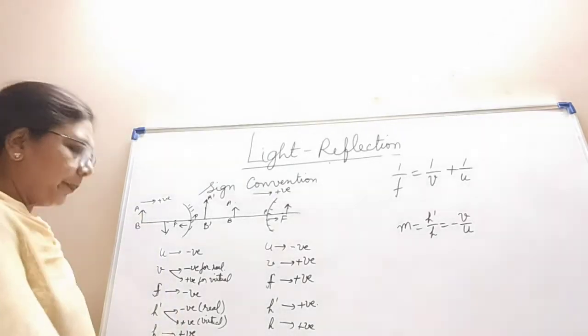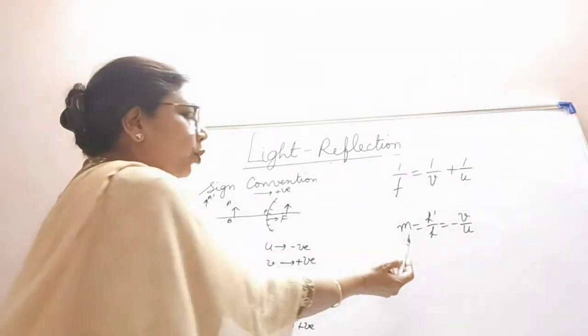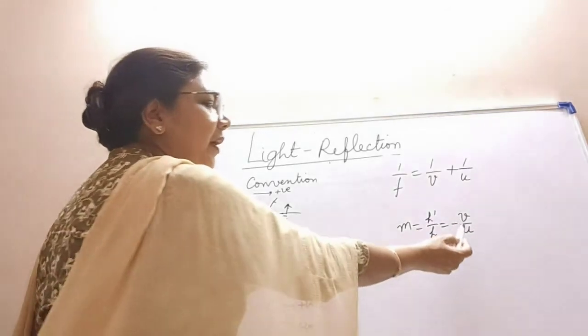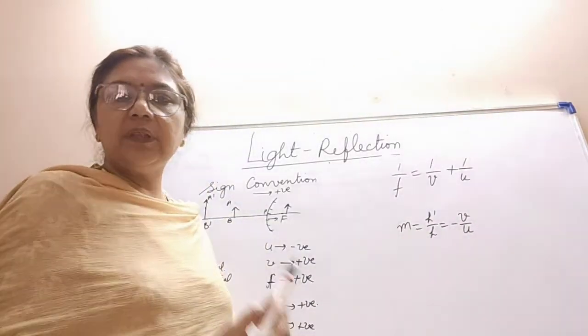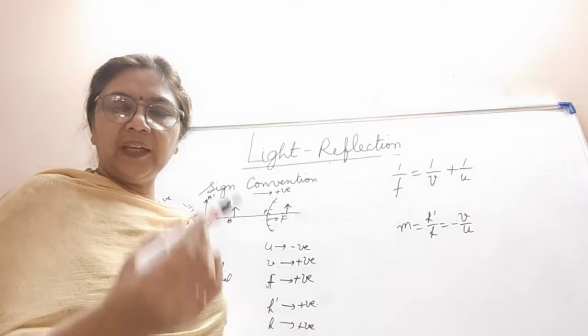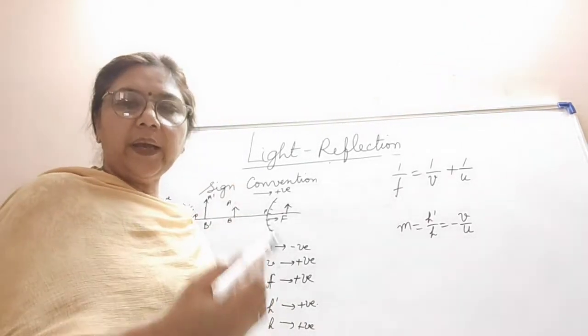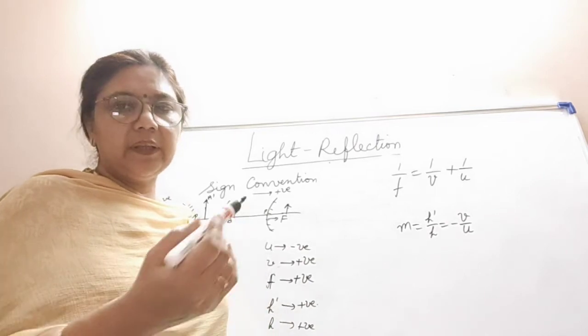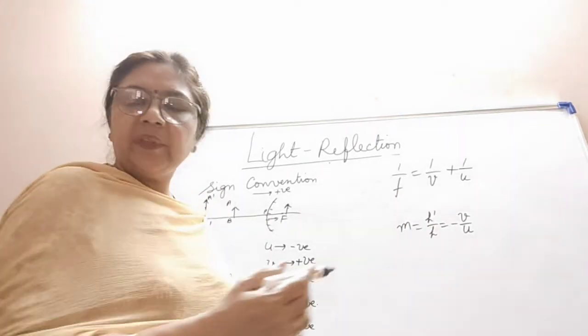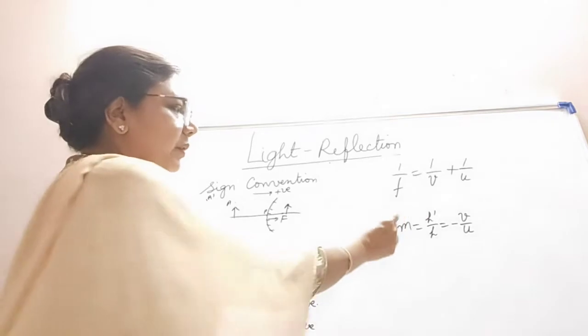Okay. M. Now magnification, as I have told you, magnification is h dash upon h. This is another, minus V upon U. This is another formula. If magnification is not given directly and V and U are given to you, or the height of the object or image is not given, then also we can use this formula. The derivation is not in your course, but you should know this is the formula.